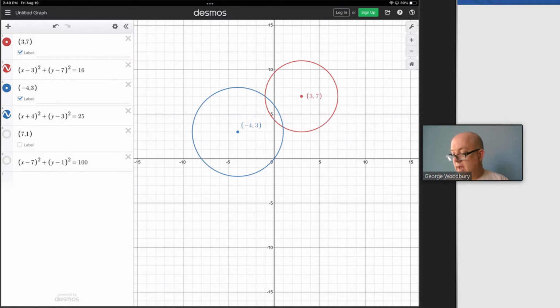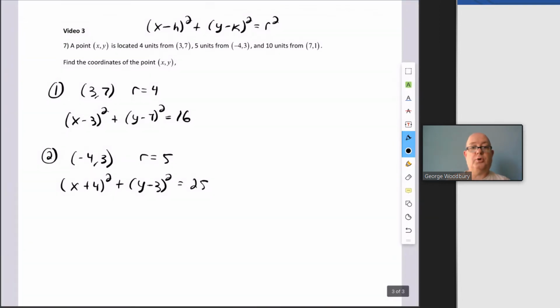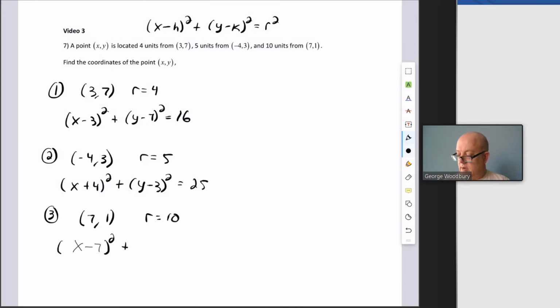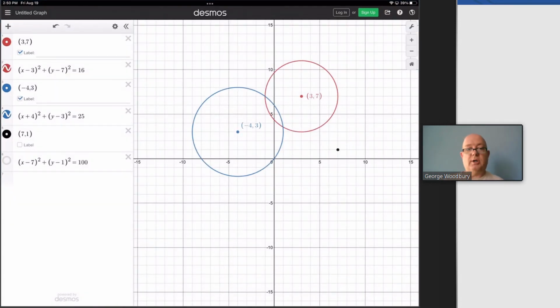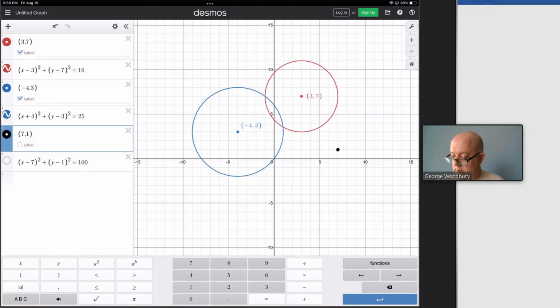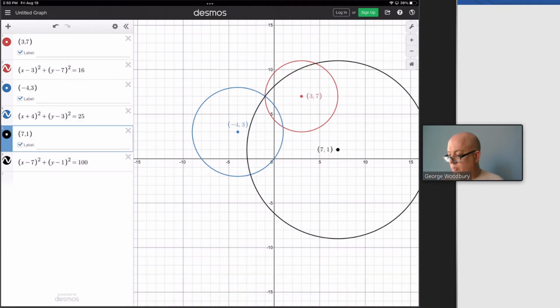All right, let's go back and take a look at the third equation. Here it says it's 10 units away from (7, 1). So the point at the center is (7, 1), the radius is 10. (x - 7)² + (y - 1)² = 10², or 100. I'm going to put a point at (7, 1), and then we're going to go up, down, left, right by 10 and draw the circle. Let's put that point (7, 1) on there. And let's put the circle on there as well.